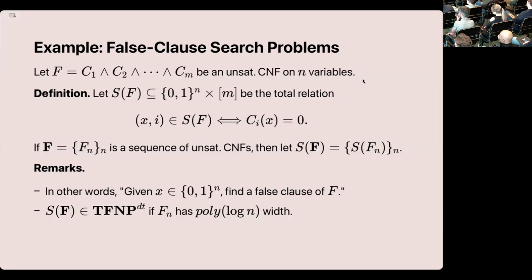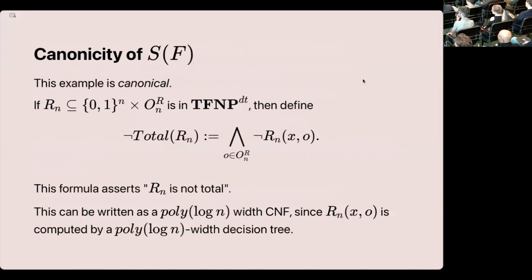Okay. And the reason why this puts an upper bound in general is because actually this search problem example is canonical. If I give you any query total search problem in TFNP, then actually there is a false clause search problem that is equivalent to that search problem. And you can express it like this.